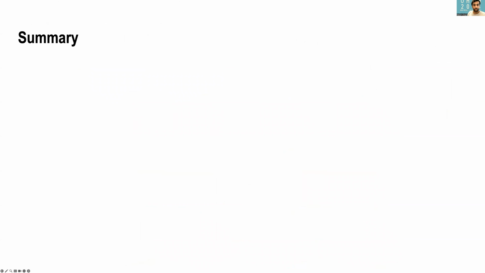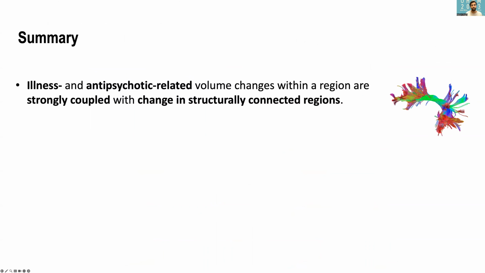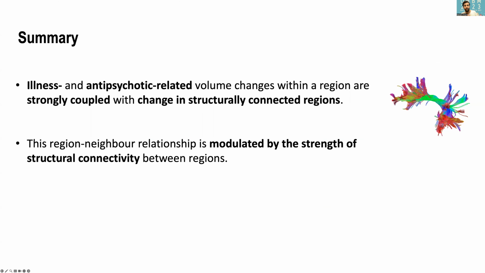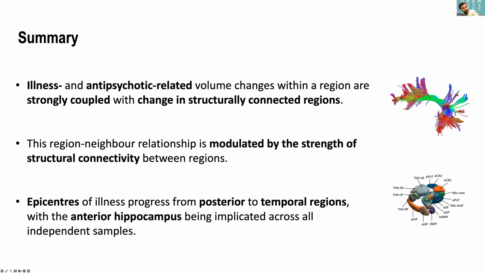So to summarize what I've shown today, illness and antipsychotic medication-related volume changes in a region are strongly coupled with changes in structurally connected regions. This region-neighbor relationship is modulated by the strength of structural connectivity between regions, and epicenters of illness progress from posterior to temporal regions, and the anterior hippocampus seems to be implicated across all illness stages. And that seems to align with some animal models as well as multiple theories of the onset of psychosis.